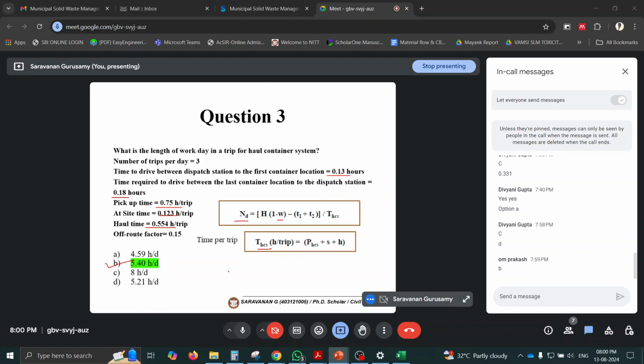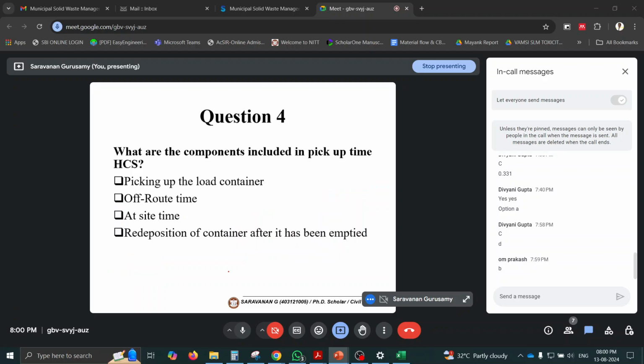So these are the easy problems you can use for the hauled container system. Here is a multiple choice question. What are the components included in the pickup time of hauled container system? Pickup time, now only I mentioned, is picking up, unloading and distance traveled between. Here they are asking which components are included: picking up of the loaded container, off route time, at site time, redeposition of container after it has been emptied.